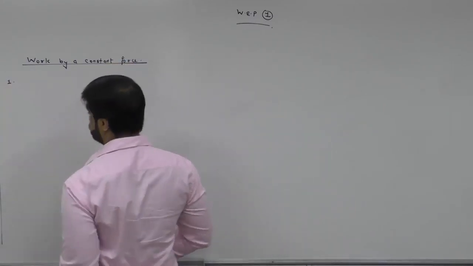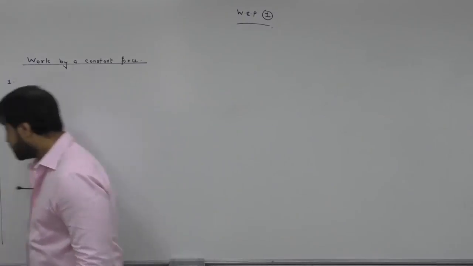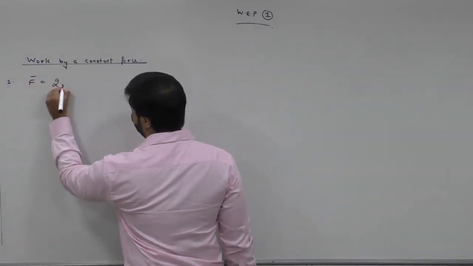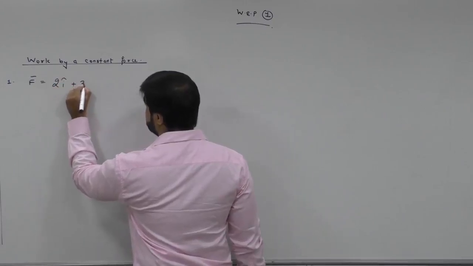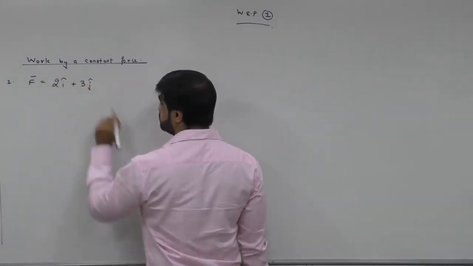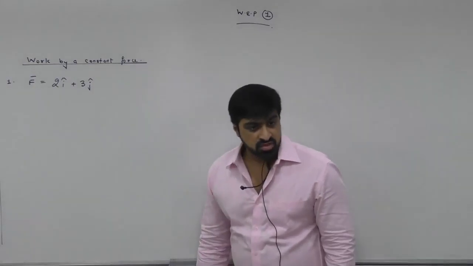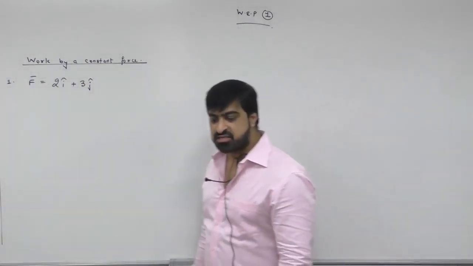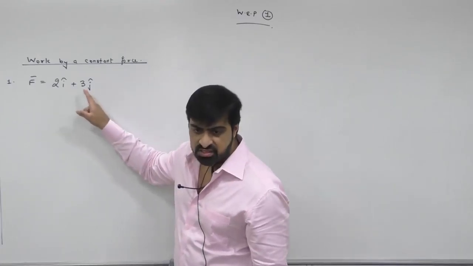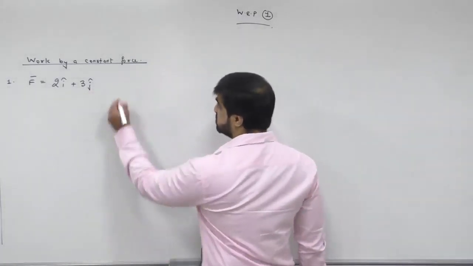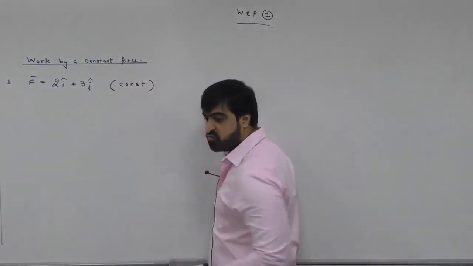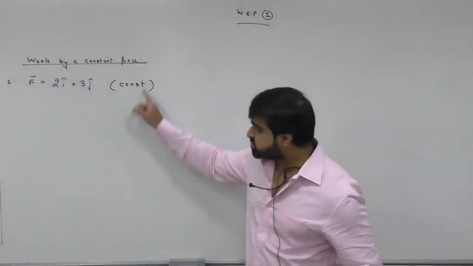First point. Suppose F bar is given as 2I cap plus 3J cap Newton. If this kind of force is given in the question, you realize that it is a constant force, not 2 along the x-axis and 3 along the y-axis. So first you have to realize whether it is a constant force or a variable force. So we know it is a constant force.